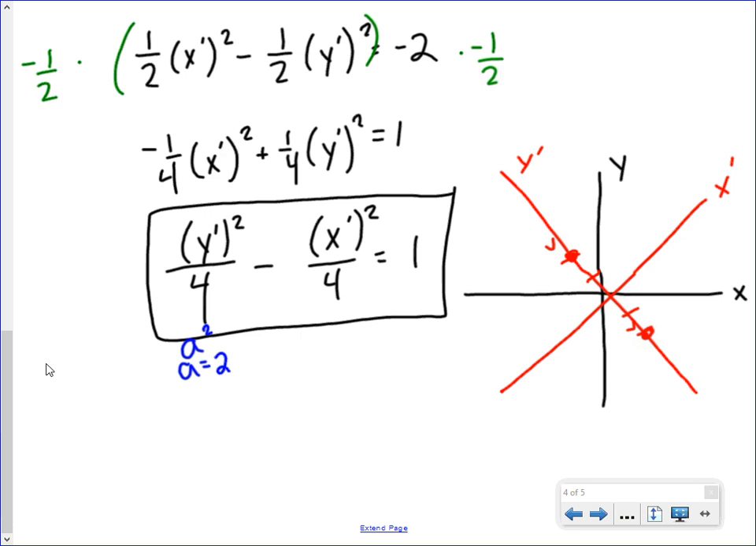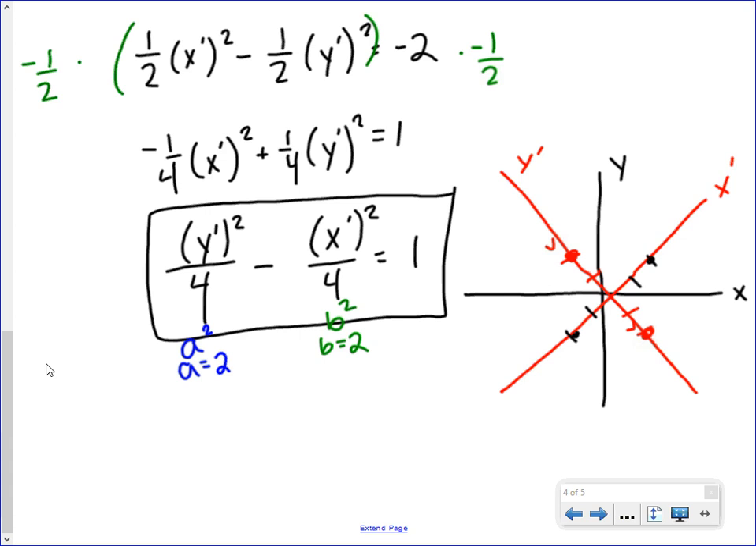Now, if we were going to graph a hyperbola regularly, we would use b. So the other value is my b squared, and in this hyperbola, b also happens to be 2, which is fine. They don't always have to be the same. And that's paired with the x prime, so you should count left and right 2 on your x prime axis. And I'm going to make little points there. They're not really points on the hyperbola.